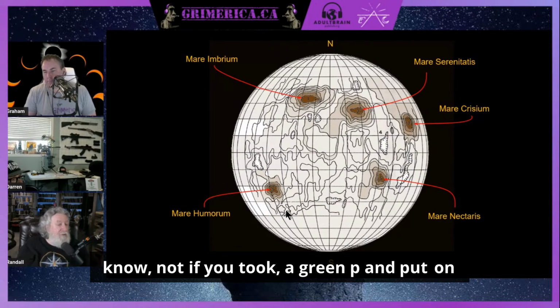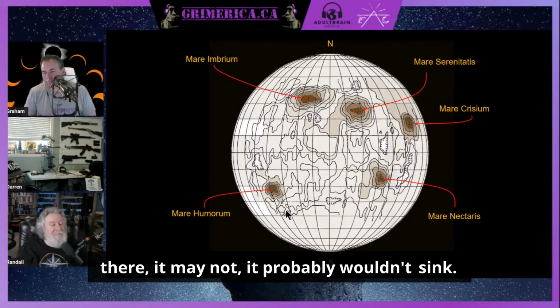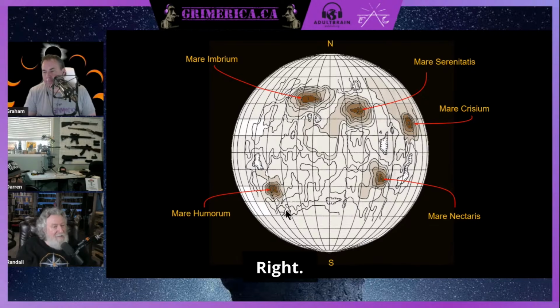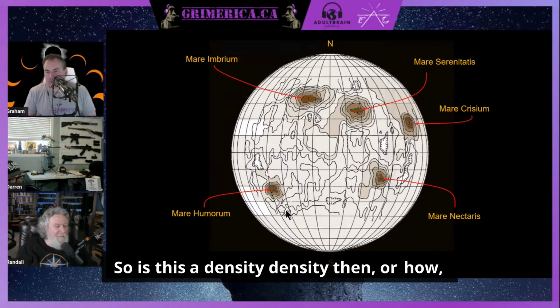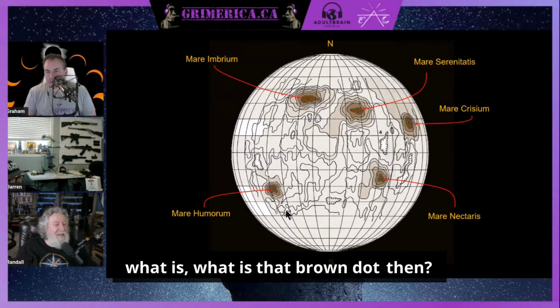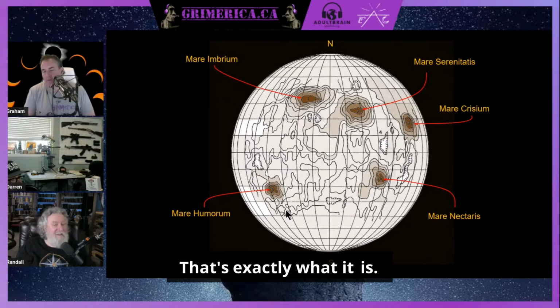Now if you took a green pea and put it on there, it probably wouldn't sink, right? But the lead pellet would sink. So is this density then, or what is that brown dot then? It's density. That's exactly what it is.